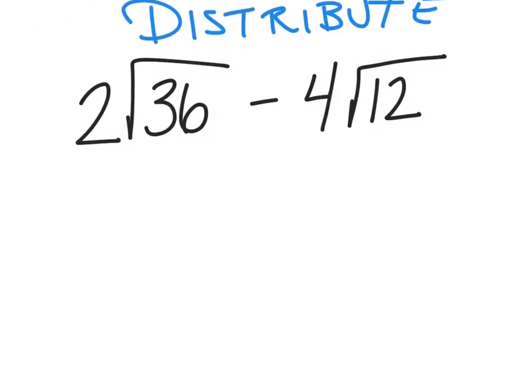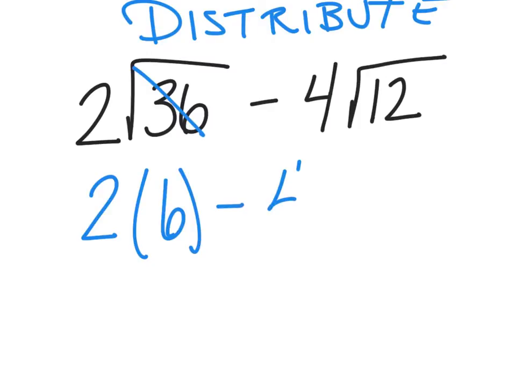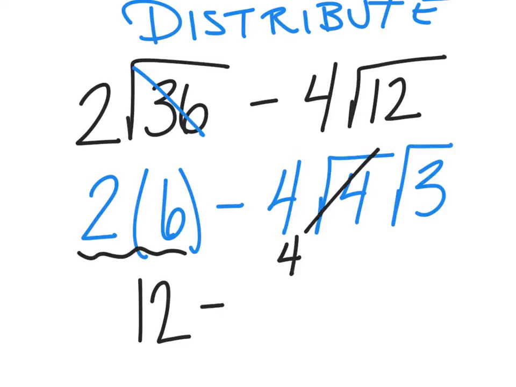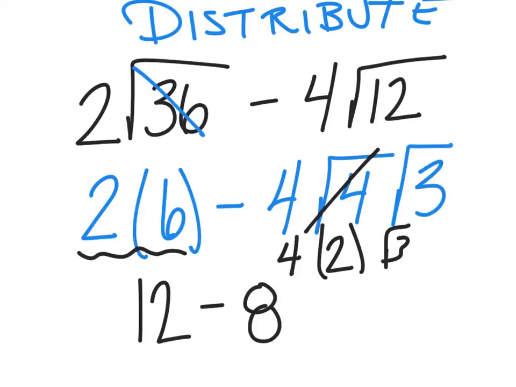Now I'm going to go ahead and break that down. Do you have to break 36 down, or do you know the answer? Well, hopefully you know the answer is just the number 6. Minus 4, now I have to break 12 down as 4 times 3. Remember, you can't use 6 and 2. Those aren't perfect squares. 6 times 2 here is 12 minus, this becomes a 4, that becomes a 2, and that becomes a 3. So I would say minus 8 radical 3.